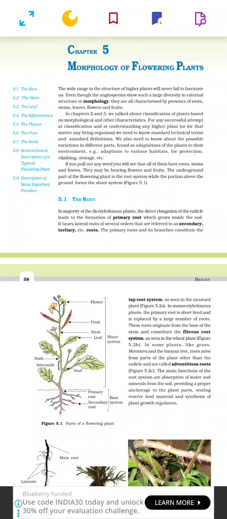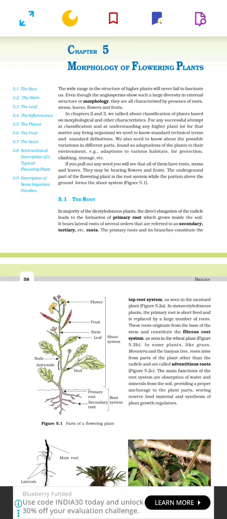In the majority of dicotyledonous plants, the direct elongation of the radicle leads to the formation of the primary root, which grows inside the soil. It bears lateral roots of several orders that are referred to as secondary, tertiary, etc. roots. The primary root and its branches constitute the tap root system, as seen in the mustard plant.